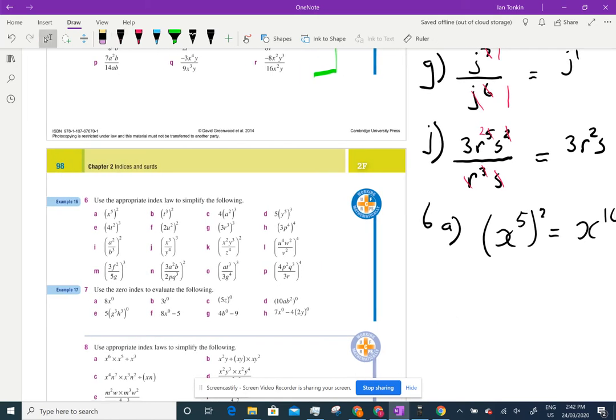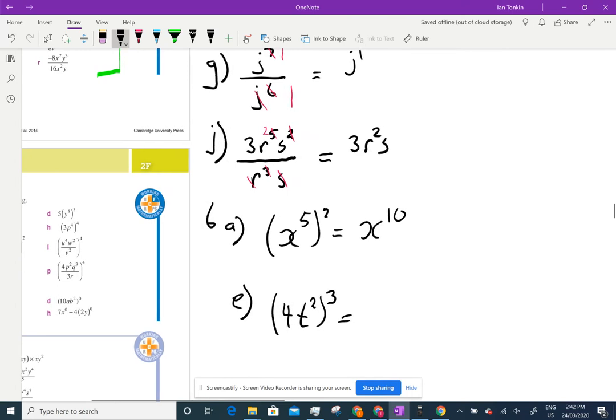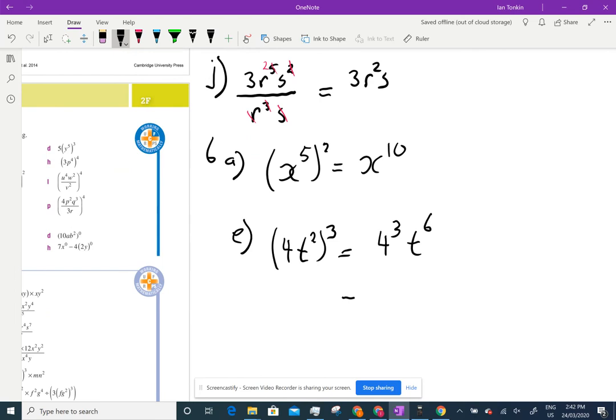What's the next one? Now, here's where you will make a mistake, because some people for some reason just want to ignore the 4, which is wrong, because that's 4 cubed, and then the t, well, t squared, 3 lots, 6. And you should know your cubics. 4 cubed, I'm pretty sure, is 64. And t to the 6. And I'll just double check what I'm up to. Yep, there we go.